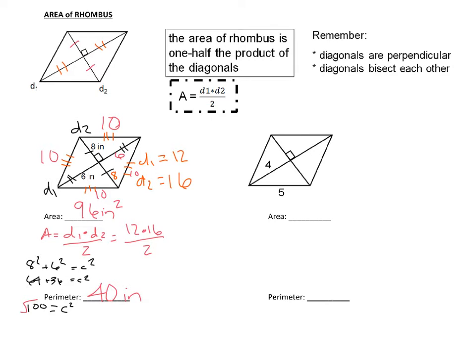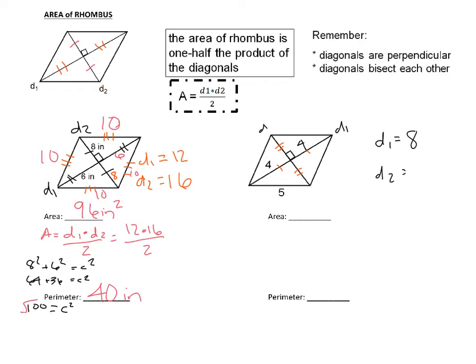Moving on to the next one. Same concept. Let's find our area. So let me first make my markings for my diagonals. All right. So we know that's 4, so therefore this is 4, and that's our first diagonal. So we know diagonal 1 is 4 plus 4, which is 8.